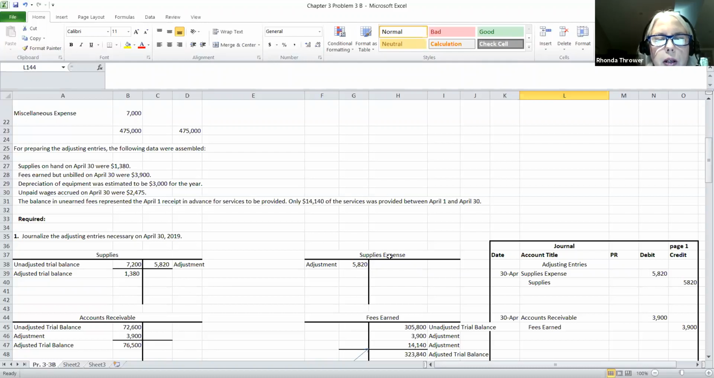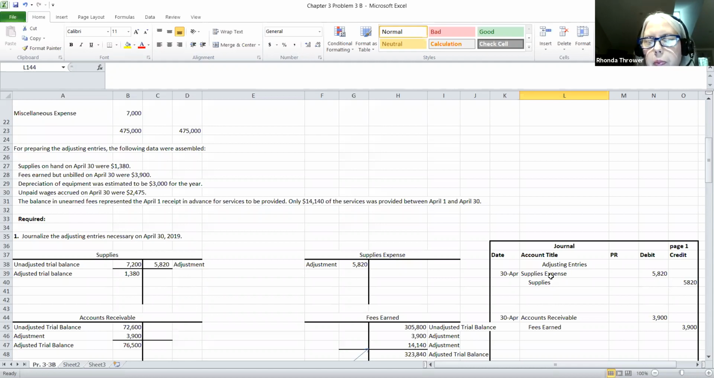My debit is going to be to supplies expense. I have created this account because I have used up this amount of my supplies. Now I have a supplies expense account that I have to show in my ledger. And so my supplies expense is going to be debited in the journal. My supplies account will be credited in the journal. Remember, when you do your T accounts, they're just tools to help you to get your journal entries straight.